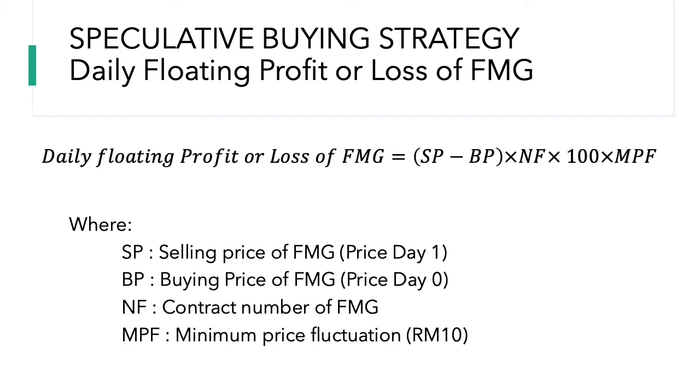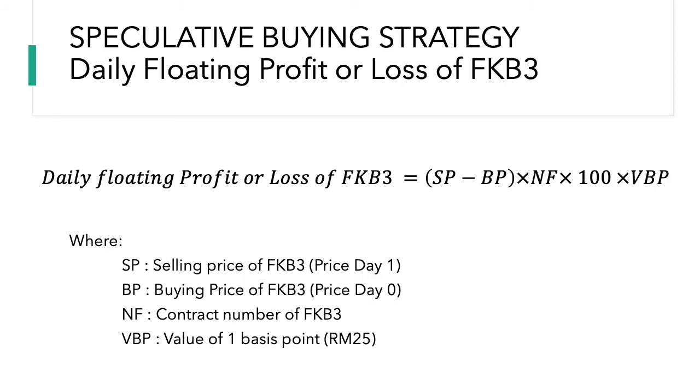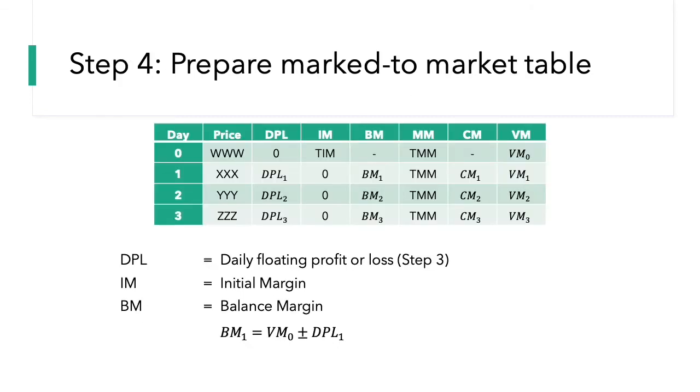So you must change the formula based on the futures contract that you use in your speculative buying strategy. So if you use FKB3, then you need to use the formula for FKB3. So you need to remember for the speculative buying strategy, step number 3 and step number 5, you must change them based on the futures contract.